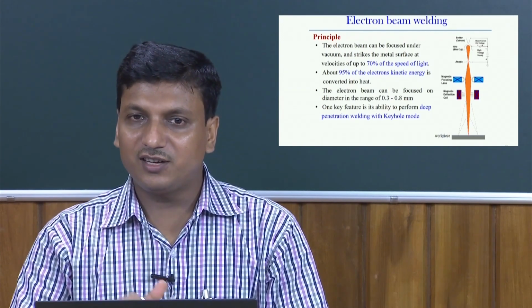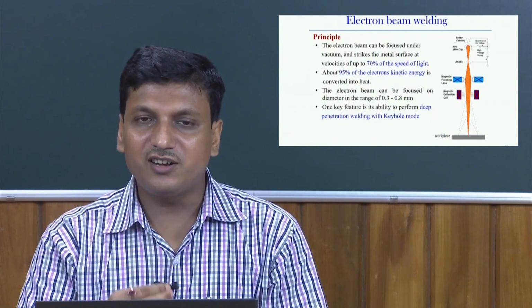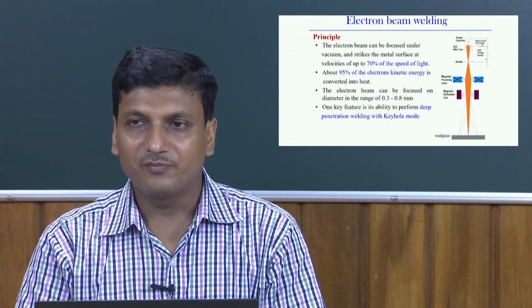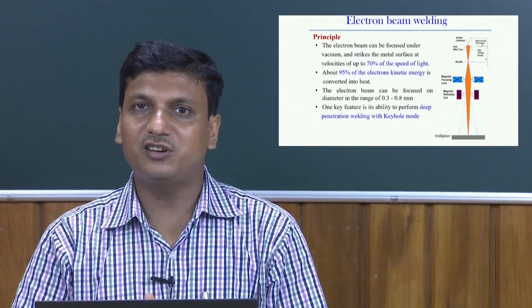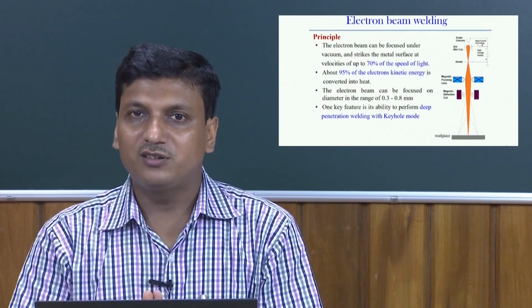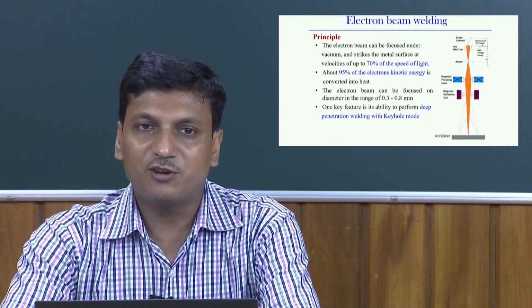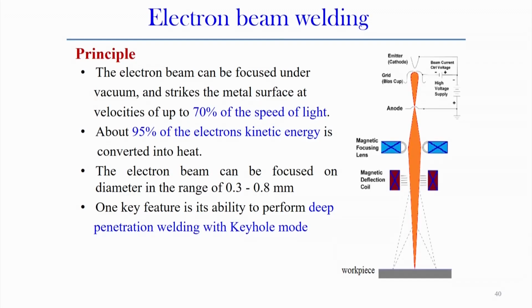Next, when the electron beam interacts with the workpiece, the kinetic energy of the electron beam is converted to heat energy, and that heat energy creates a deep penetrated weld by the formation of the keyhole. In principle, the electron beam can be focused under vacuum and strikes the metal surface at a velocity of up to a maximum of 70% of the speed of light. With this speed, around 95% of the electron's kinetic energy is converted to heat energy.